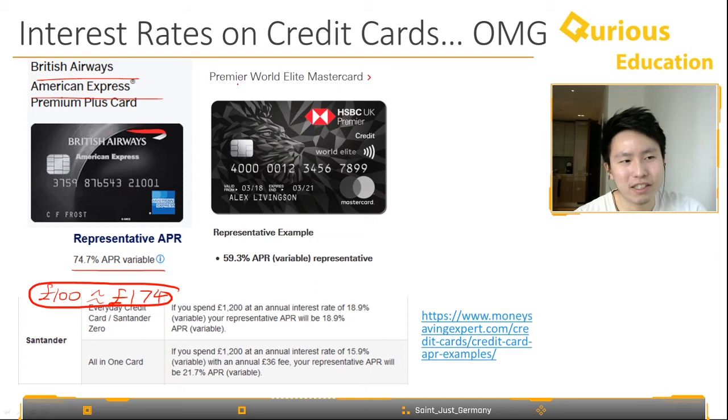Same for this one. Especially these cards where they say that they're very prestigious or very elitist and things like that, but they actually need you to pay like 60% interest each year. So just be careful of that.